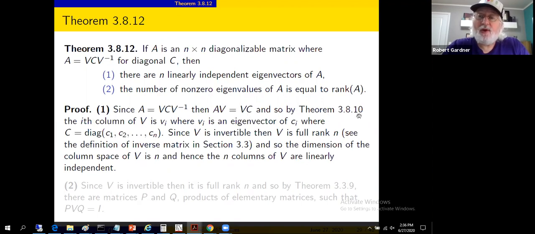Well, you know, by theorem 3.8.10, promised you mileage out of that one. This only occurs when the columns of V are eigenvectors of A corresponding to diagonal entries of C. The usual thing. The ith column of V is V sub i, where V sub i is an eigenvector of value C sub i, and C sub i appears in the ith slot, the ii entry of diagonal matrix C. All right, we know V is invertible because we've assumed this stuff up here happens. So the rank of V must be n, it must be a full rank matrix to be invertible.